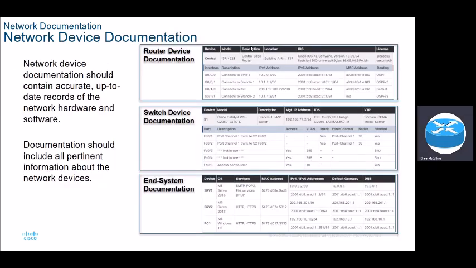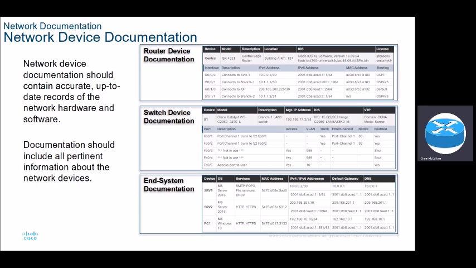Now, device documentation. Here you can see that we've got documentation for routers, switches and end systems. It should contain accurate, up-to-date records for the network hardware and software. Documentation should include all pertinent information about the network devices. Of course on a router, a lot of that information would be about all the different interfaces, models and serial numbers and other things like that. Certainly could be useful. Versions of operating systems as well.